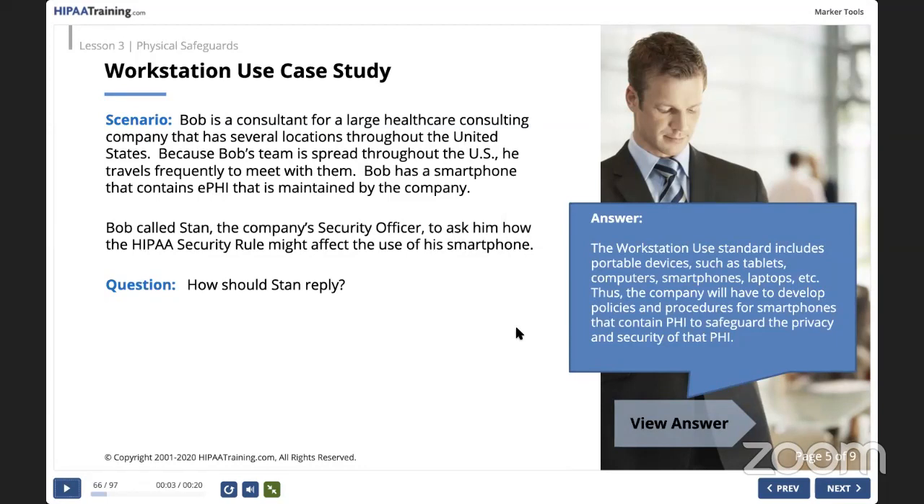Bob calls Stan, the company's security officer, to ask him how the HIPAA security rules might affect the use of his smartphone. How should Stan, the officer, reply?